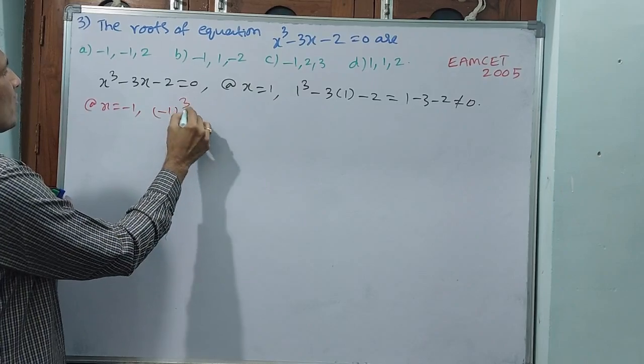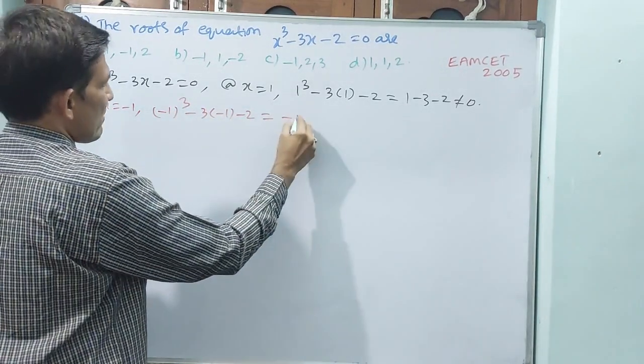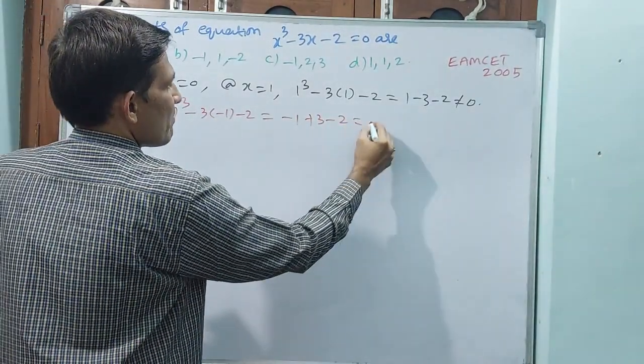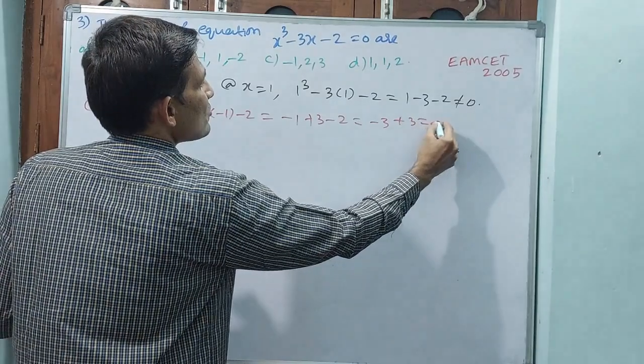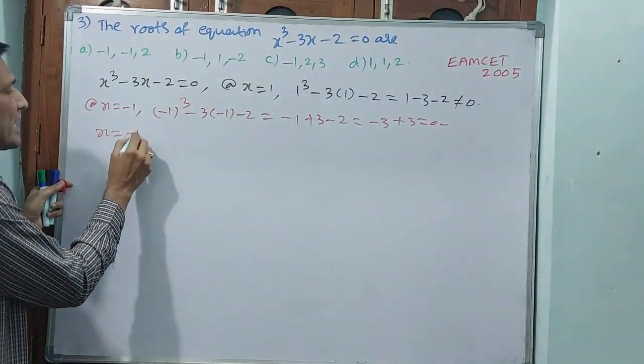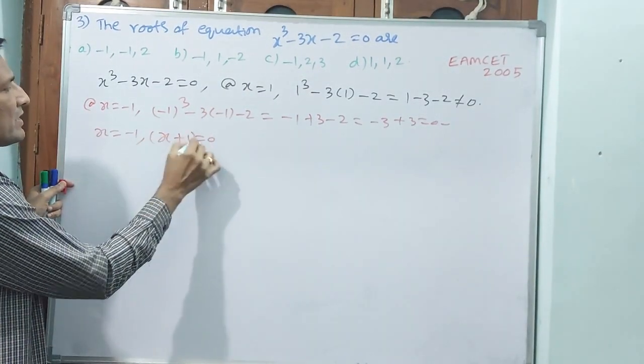Minus 1 cube minus 3 into minus 1 minus 2, that is equal to, see, minus 1 cube means minus 1, minus of minus plus 3 minus 2, that means, see, minus 3 plus 3, that is equal to 0, that means minus 1 is one root. When x is equal to minus 1, then what will be the equation?